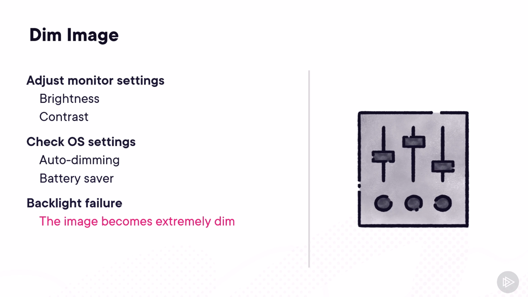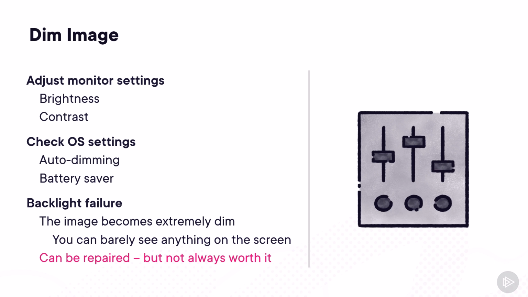This is when the backlight inside your monitor goes bad, and what happens as a result is that the image becomes extremely dim. Like, you can barely see anything on the screen anymore. Some screens can be repaired, but honestly, it's not always worth it.